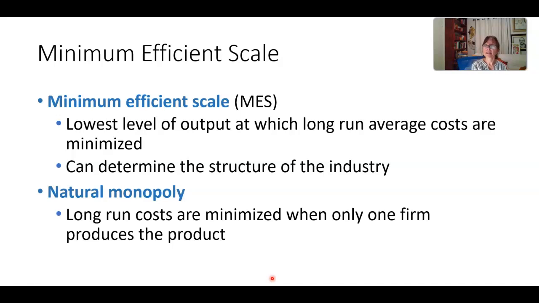Okay, so along these concepts, we have something called minimum efficient scale. And this is basically the lowest level of output at which long-run average costs are minimized. So what is the lowest amount of production that can occur where we still reduce our average costs? And this concept, minimum efficient scale, determines the structure of industry. Okay, so we're going to get into the structure of industry, market structures, monopolies, and so on. So in a natural monopoly, long-run costs are minimized when only one firm produces the product.